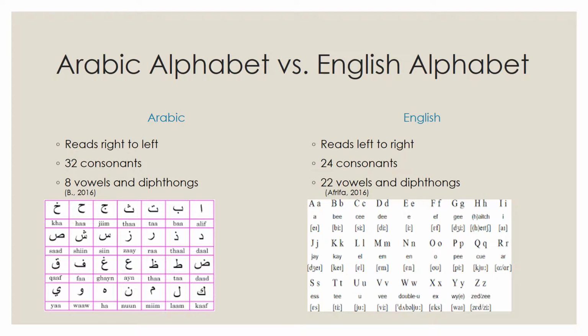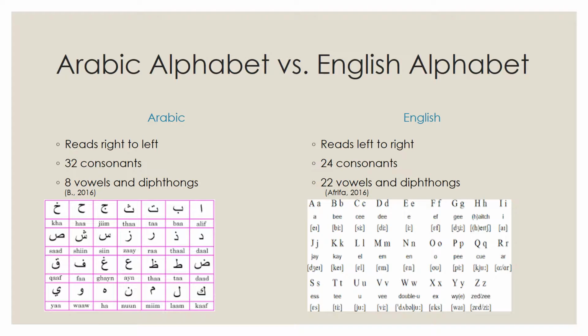As you can see in this slide, we are demonstrating the differences between the Arabic alphabet and the English alphabet. When talking about reading and writing, in Arabic they read and write from right to left, and in English they read and write from left to right. And so this can be challenging for students when we're teaching reading and writing rather than speaking.